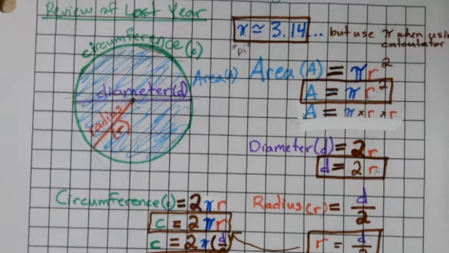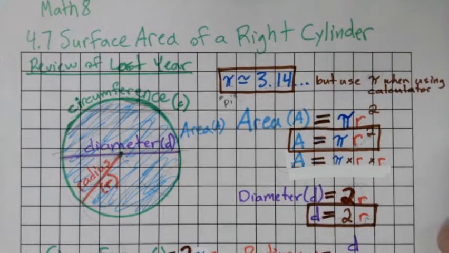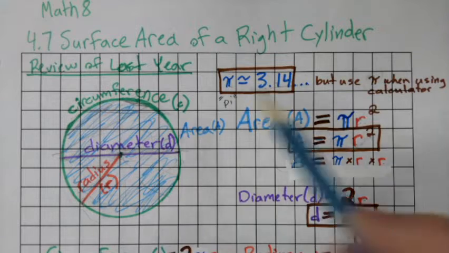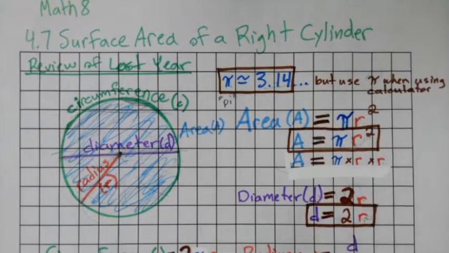Hello, grade 8 math. This is lesson 4.7, surface area of a right cylinder. We need to review some terms from last year, because we're going to use them for this unit. If you struggle with this, please find my grade 7 math videos. If you click on my name just below this video, you'll be able to find them, and find the ones that have to do with area of a circle.